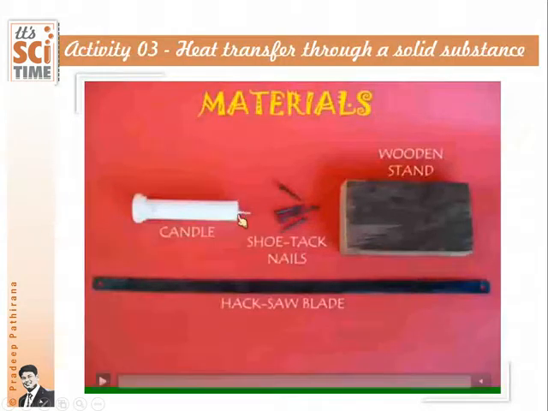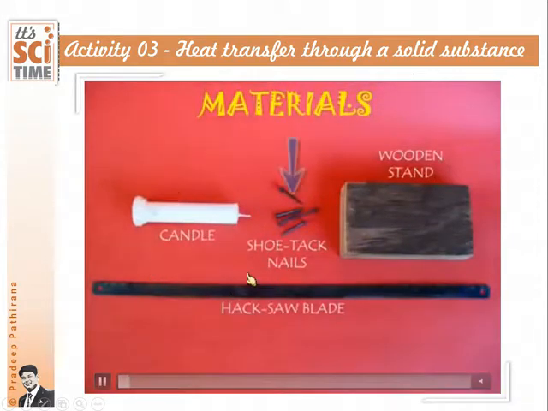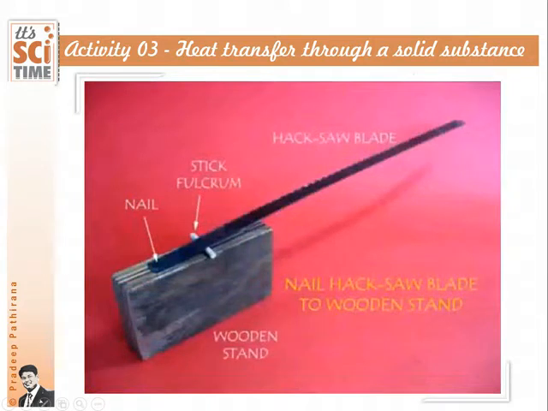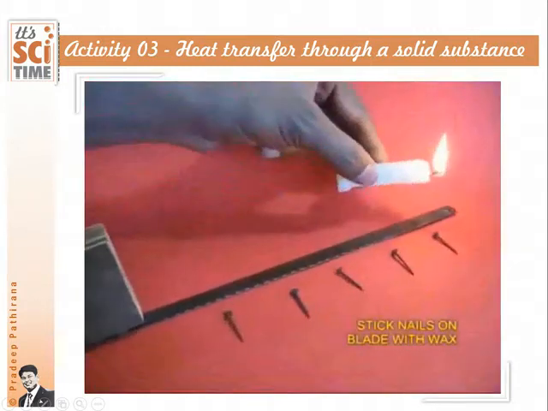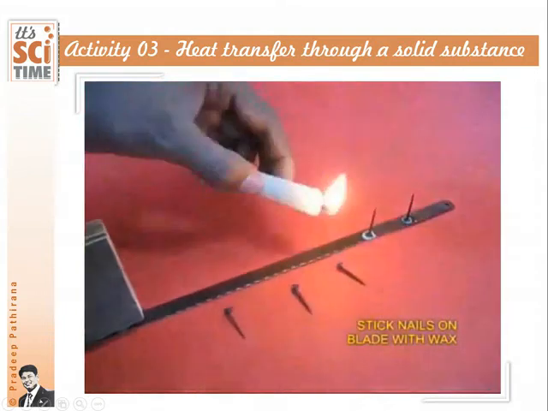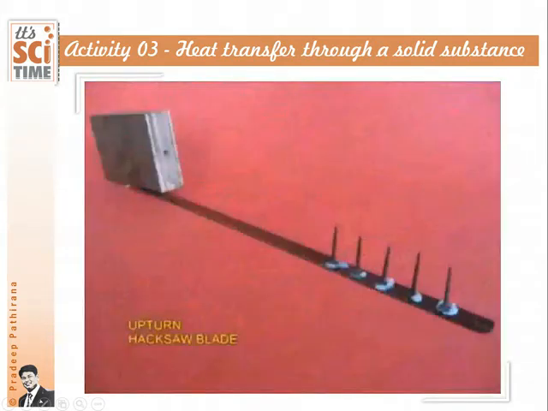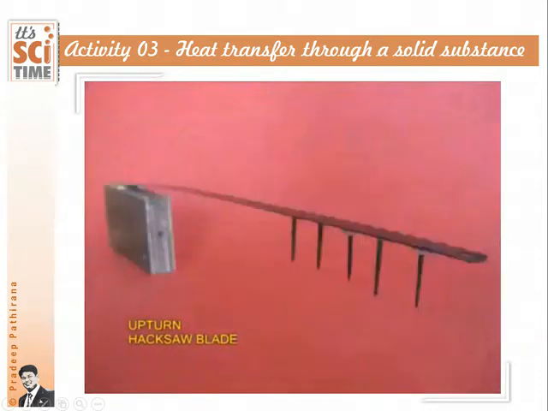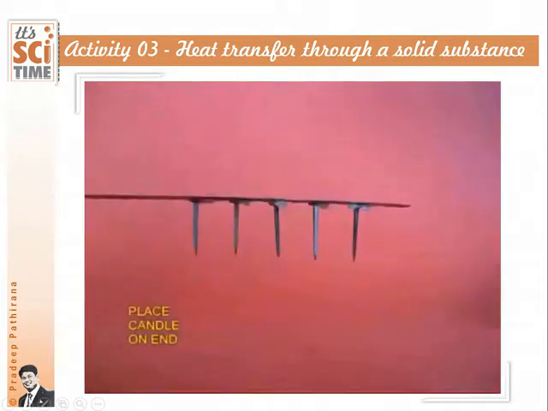Look at this video, and this is the method of heat transfer through a solid substance. This is the activity number 3 given in the textbook. What are the materials needed? And let's play the video and see them. A candle we need, and shoe tack nails or small nails here, and a wooden stand here. Also a hacksaw blade made of metal. Here's the method. We fix that hacksaw blade to the wooden plank with a nail like this. Thereafter, by pouring some wax drops, we fix these nails on the hacksaw blade. So there are 5 nails that we fixed with certain intervals or certain gaps. Now it's ready to observe what happens here.